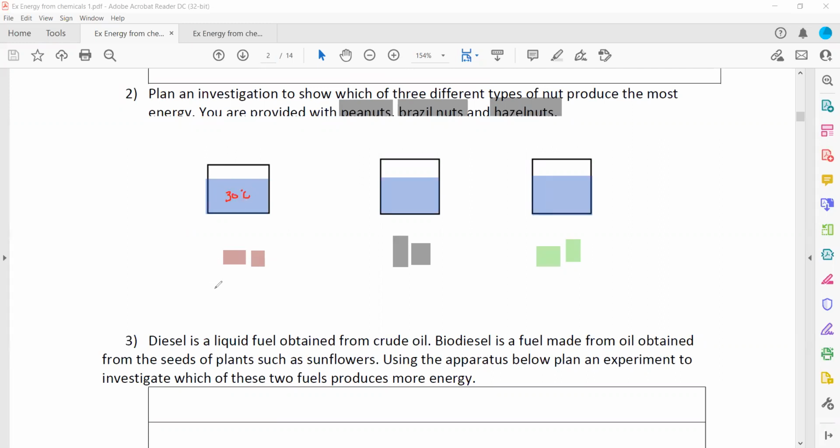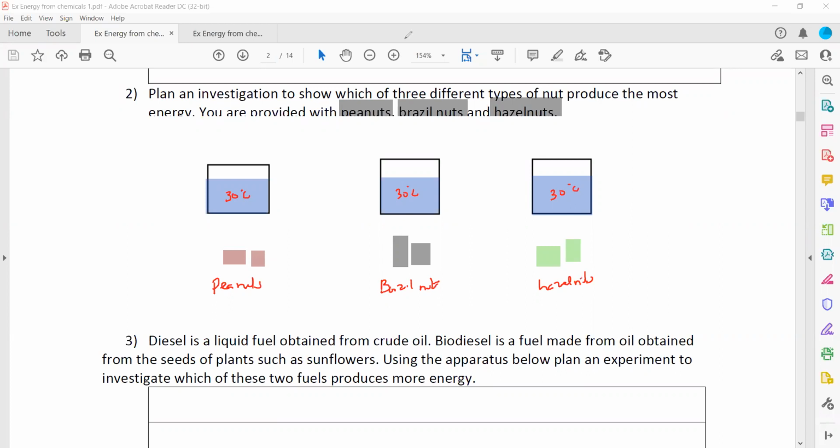Say in case of peanut, the water temperature is 30. In case of Brazil nut, the water temperature is 30, and in case of hazelnut, the water temperature is also 30.